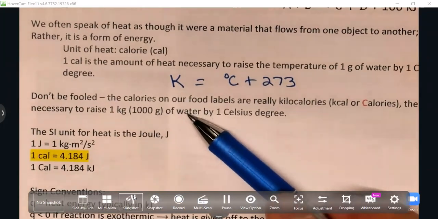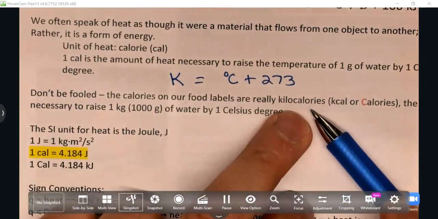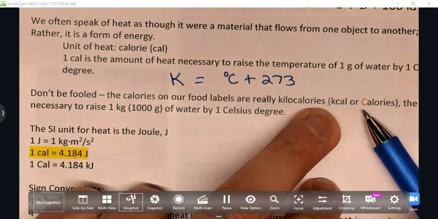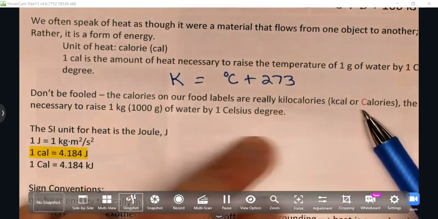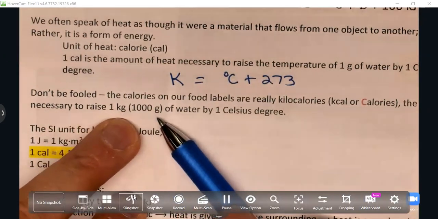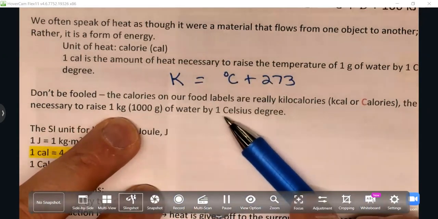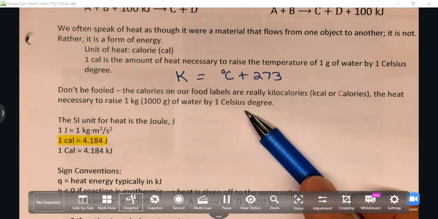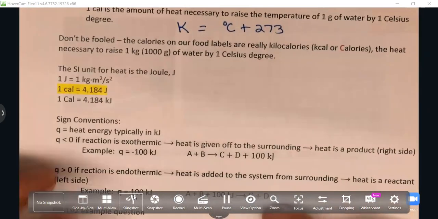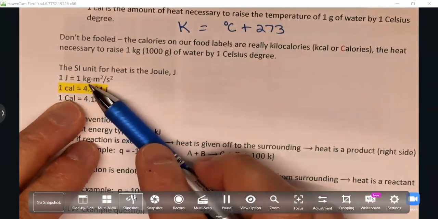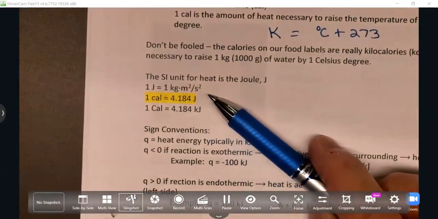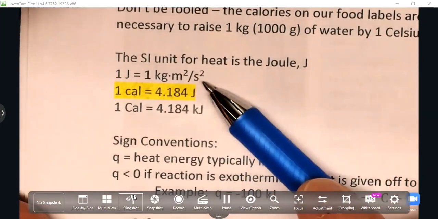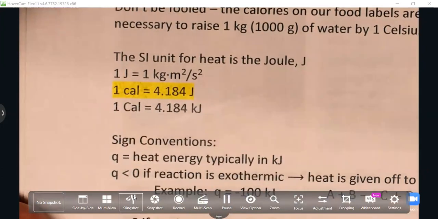The calories on our food labels are really kilocalories. Or they call it capital C calories. The heat necessary to raise 1 kilogram, 1,000 grams of water by 1 Celsius degree. So the unit of heat is the joule, and we looked at that previously. If you really broke down the units, you get a kilogram times meter squared over second squared. And this is the conversion we'll use a lot.